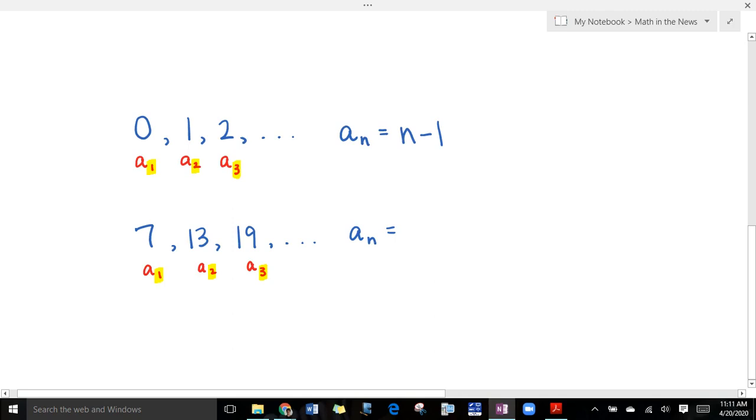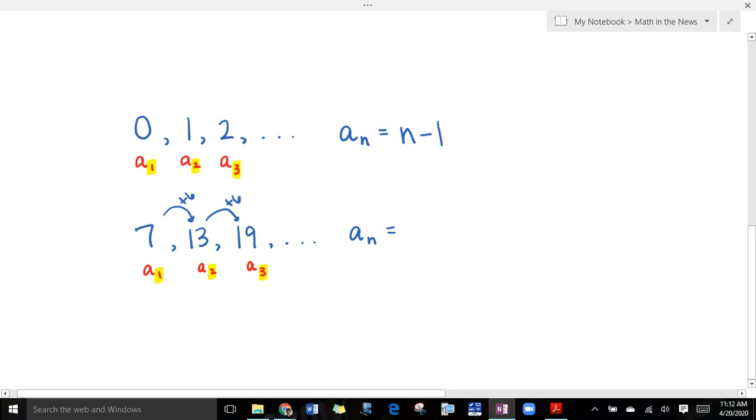So what I'm thinking is it's a combination. I can see in this sequence that these numbers are increasing by 6 each time. So maybe it has something to do with 6s. So think about taking your term number times 6. If I took 1 times 6, I would get 6, but then I would have to add 1.